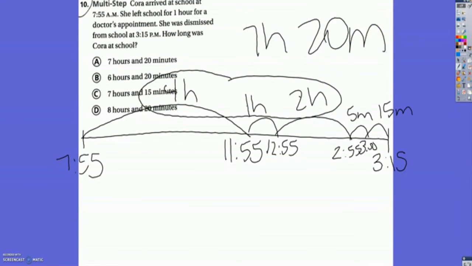That's the length of the school day, but she left school for an hour. So I'm going to subtract that 1 hour. So that leaves me with 6 hours and 20 minutes. That's how long Cora was at school for that one day.